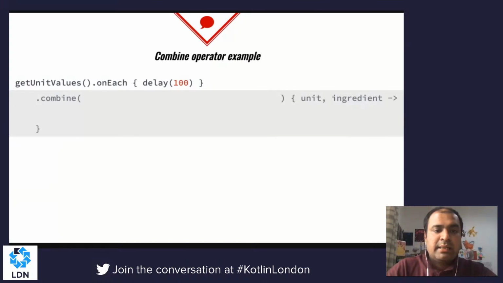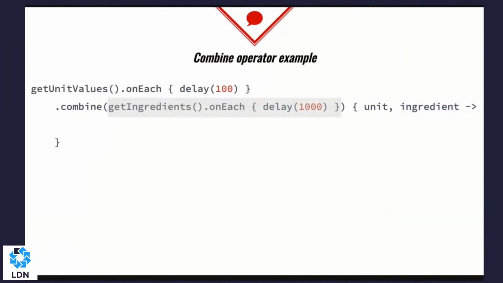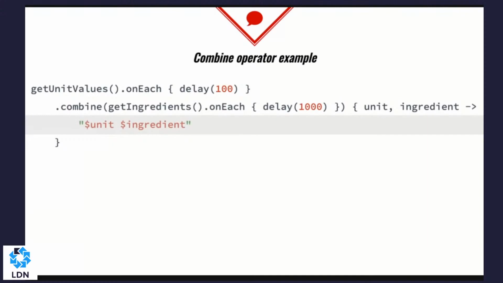And then I call the combine operator. I pass another flow, get ingredients. So this is how you combine two flows. And then it generates a value. You can transform this into anything. I am transforming this into a string, but it could be your data class or anything. You can pass it to some other function based on your requirement.